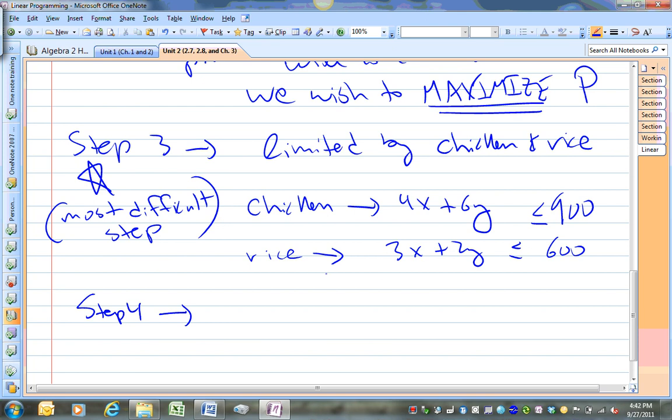Oh, another thing too, you can't have a negative order of stir fry or skewers. So we also know that x is greater than or equal to 0 and y is greater than or equal to 0.